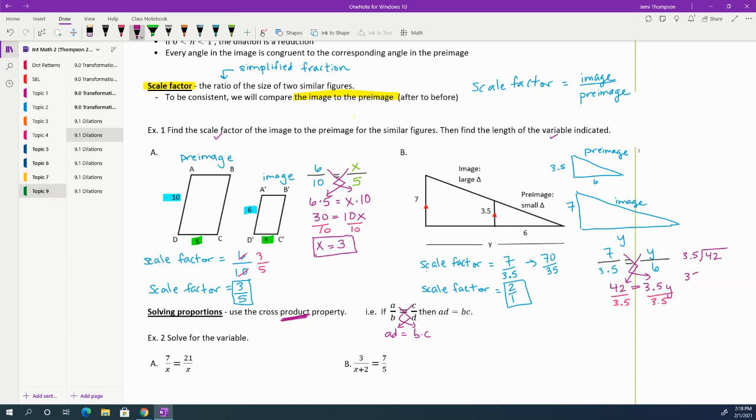Most of us learn to move the decimal place when we're going to divide. So if I move the decimal place over once, multiply everything by 10. 35 goes into 42 once. 1 times 35 is 35. I subtract, I get 7, bring down the 0. 35 goes into 70 2 times. So I get y is equal to 12.